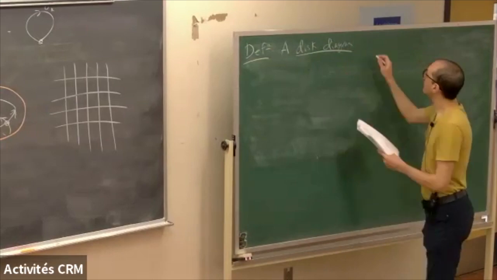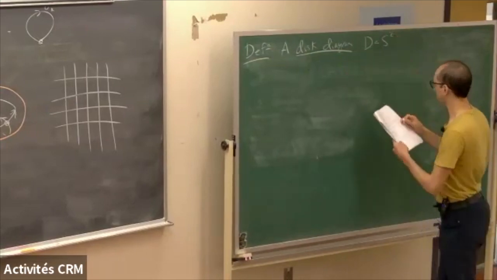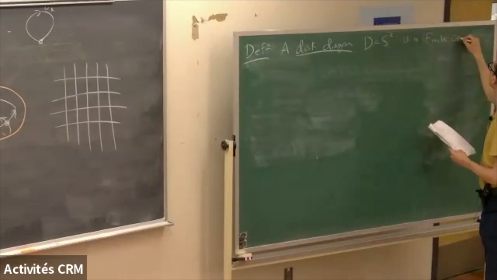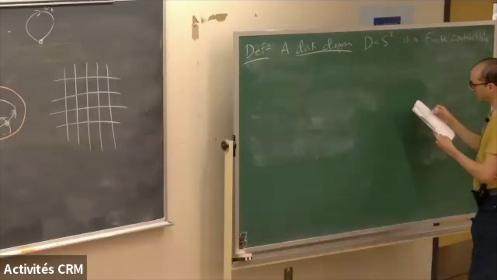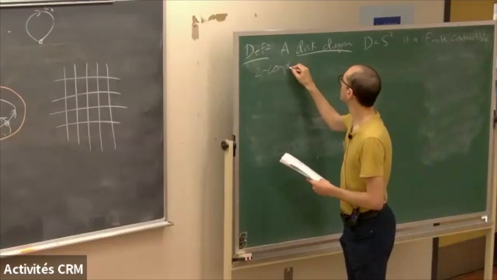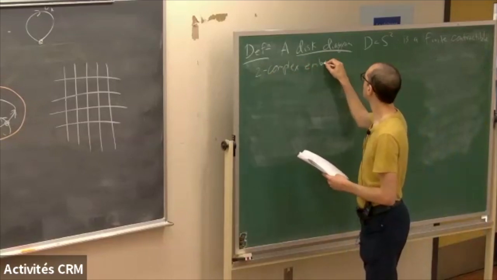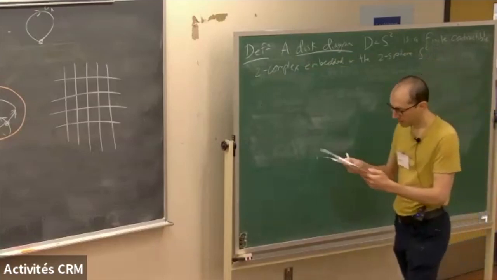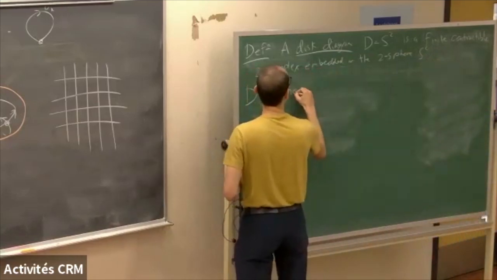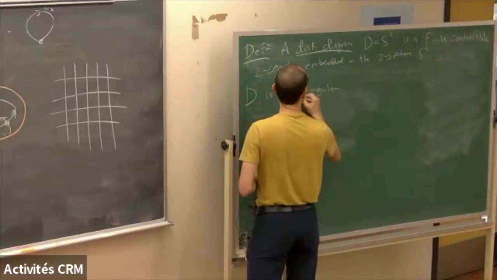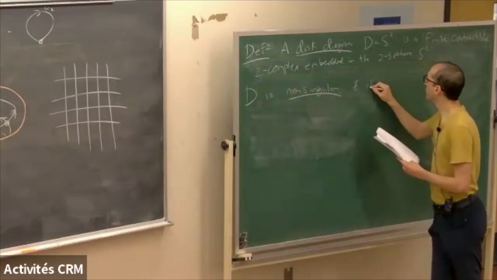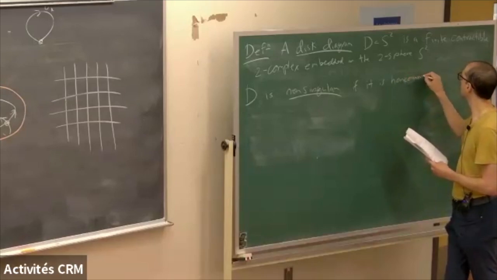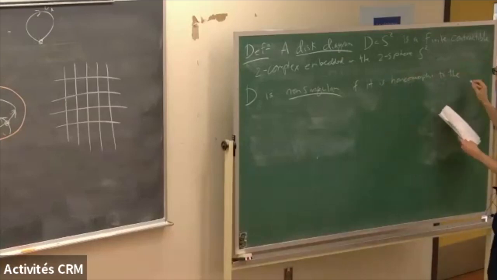Sure. A disk diagram D in S2 is a finite contractible two complex embedded in the two sphere. Okay. D is non-singular if it is homeomorphic to the two ball.